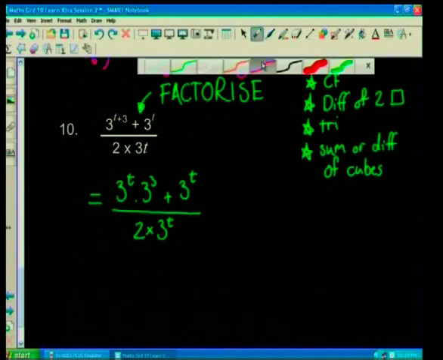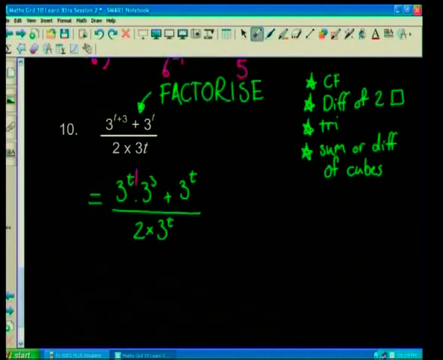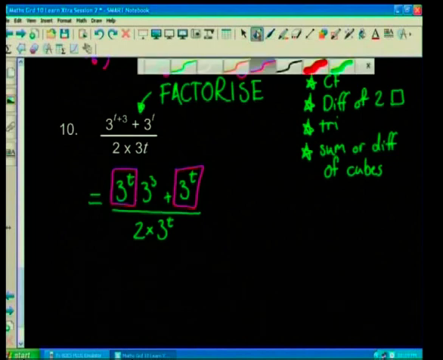Let's start by highlighting the common factors. There it is, 3 to the power of t and 3 to the power of t. And now let's take them out.